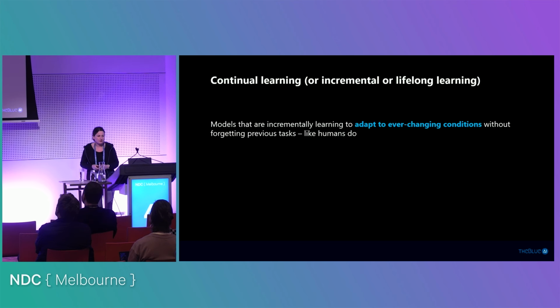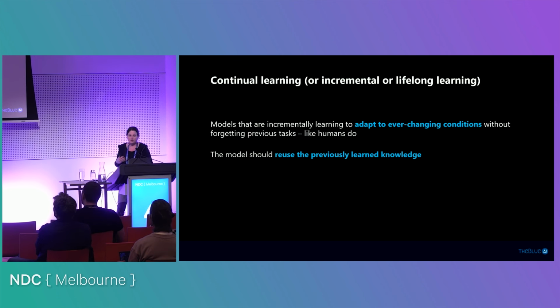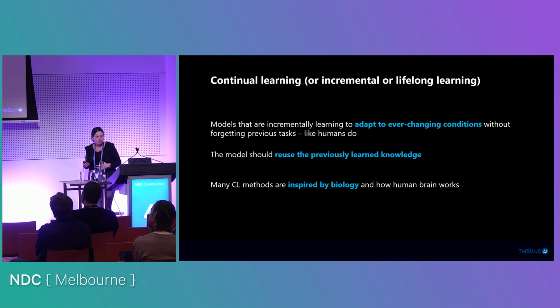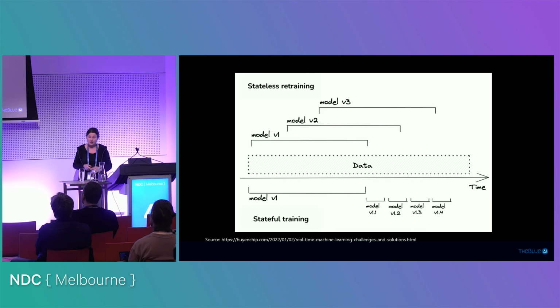The main idea behind continual learning is that the models should be able to incrementally learn and adapt to ever-changing conditions, and meanwhile not forget anything they learned before. And by doing that, they should also be able to reuse what they have learned before, so use the knowledge that they already had, just like humans do. That's why continual learning methods are also quite inspired by biology, which we're also going to explore in a minute, and by the way the human brain works. And to sum up, it's also quite relevant that continual learning from experience is actually considered one of the key aspects of intelligence.